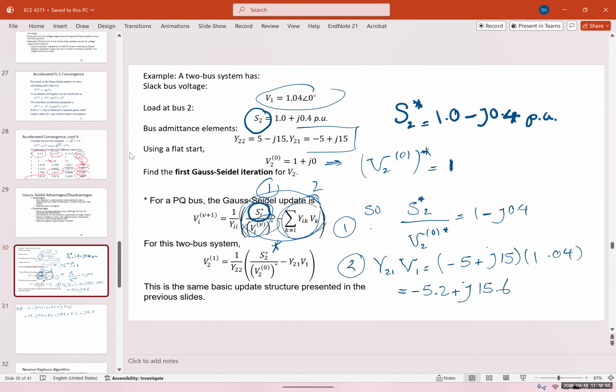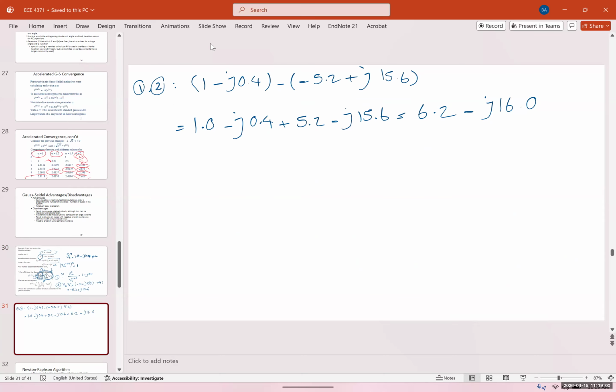Now, what is the last step? We have to divide this by Y22. So this is going to be equal to V2(1) would be equal to 6.2 minus j16 over 5 minus j15, which is Y22.